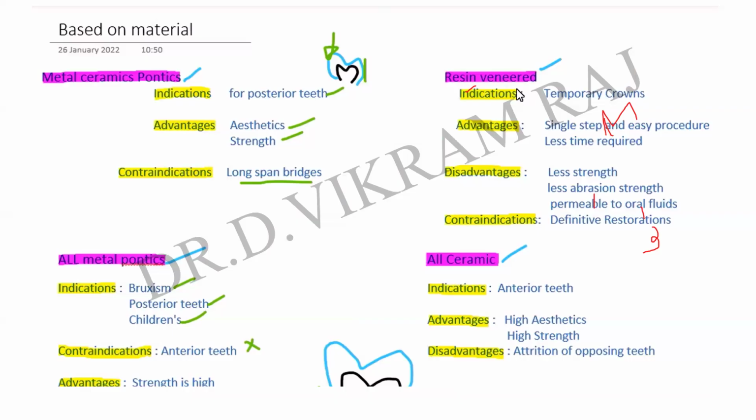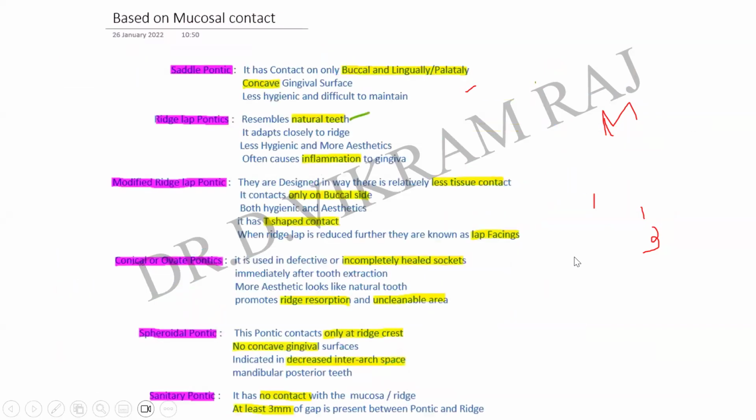The advantages are high aesthetics and high strength, and the disadvantage is that attrition of the opposing teeth occurs. But still, people want this only because they want zirconium, and they say that they want good aesthetics. They don't know that with the help of these zirconium crowns, the opposing teeth are going to be worn down. Also, they don't care about it. They want aesthetics, that's it, with the shifting lifestyle that has occurred in recent days.